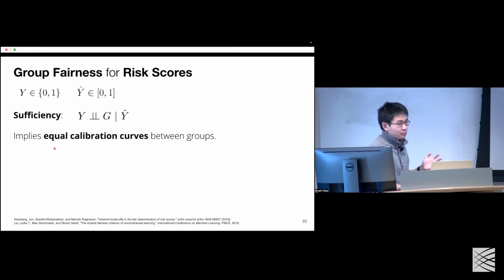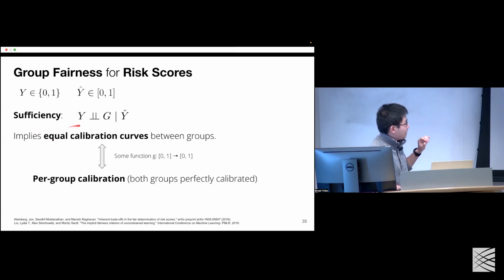Now, the thing is, equal calibration curves may or may not be good because the calibration curves could both be very bad, right? The ECE could be very high for both groups, and you will still satisfy this property. Now, it turns out that we can go from having equal calibration curves to having perfect calibration curves for both groups using some post-hoc calibration methods such as Platt scaling or isotonic regression. So the idea is that there's some function g which maps between probabilities, which allows us to go from equal calibration curves to per-group calibration. And this is a desirable property because now both groups are calibrated perfectly, which allows us to have risk thresholds that are calibrated with respect to actual risk.